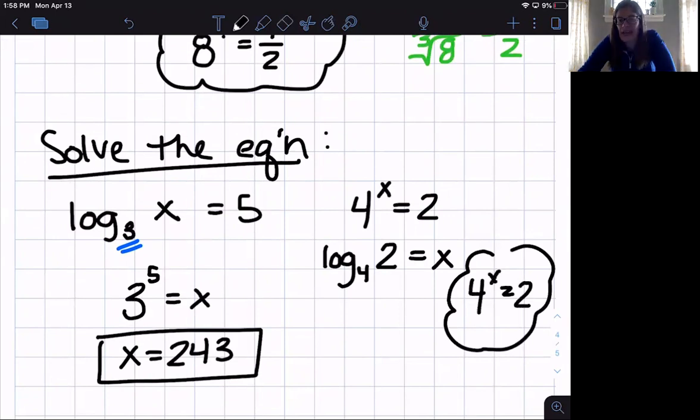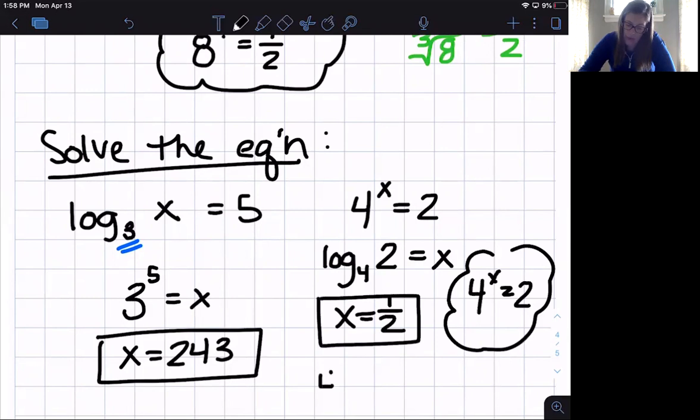And what kind of exponent will do that? Go from 4 to 2. It's making it smaller. So again, not a negative, because that would turn it into a fraction. It would flip it. But a fraction exponent will take a root. What root of 4 is 2? That would be the square root. So x must be 1/2. Okay, so 4 to the 1/2 is equal to 2.